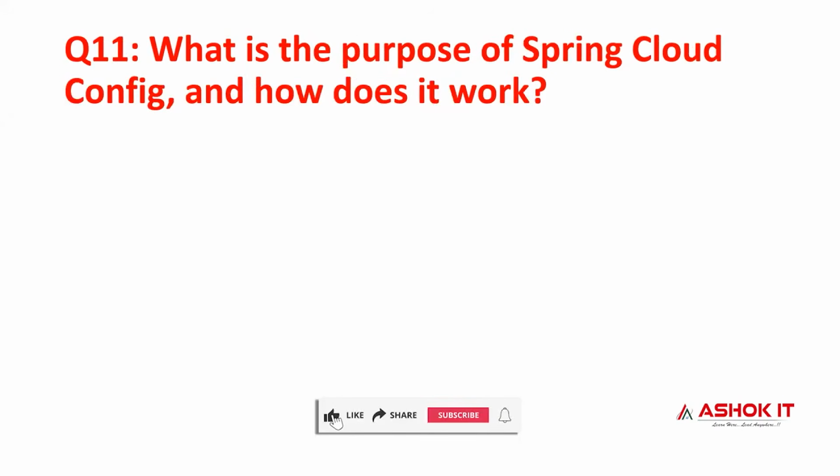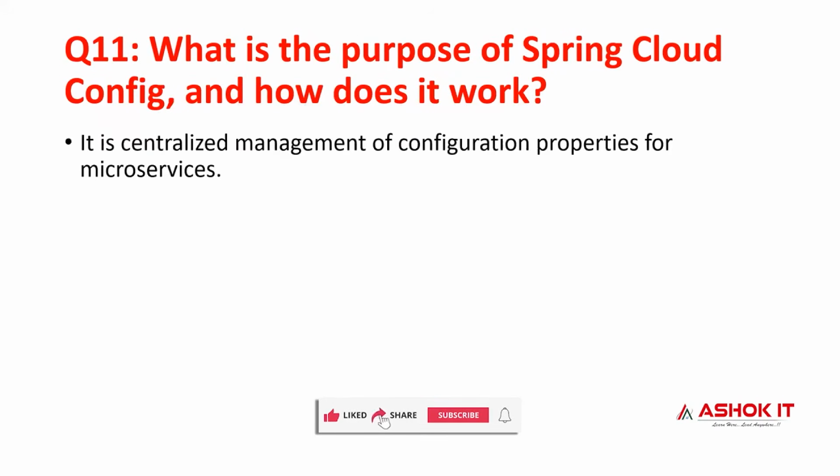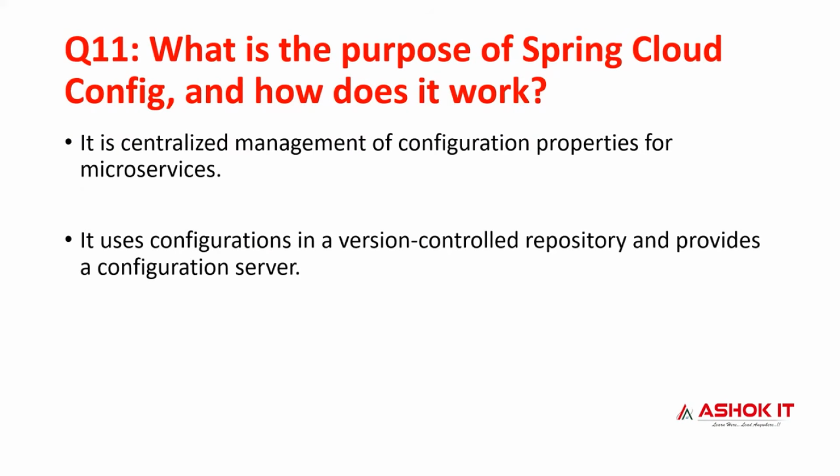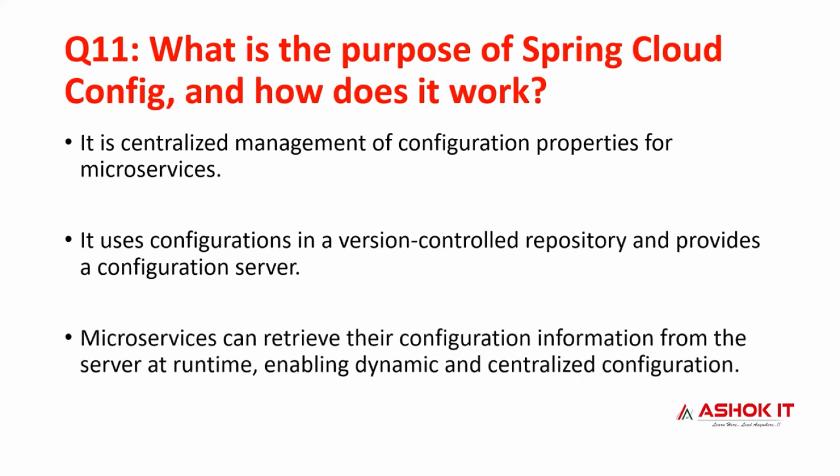What is the purpose of Spring Cloud Config and how does it work? It's centralizing configuration properties for microservices. If we have a common property for multiple services, then you can use this Spring Cloud Config mechanism. This even supports version control for the configuration. They can even be retrieved and managed at runtime. That is the dynamic and centralized configuration we can provide.